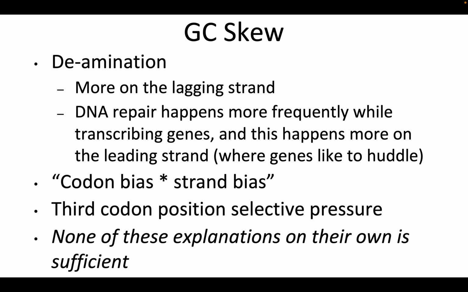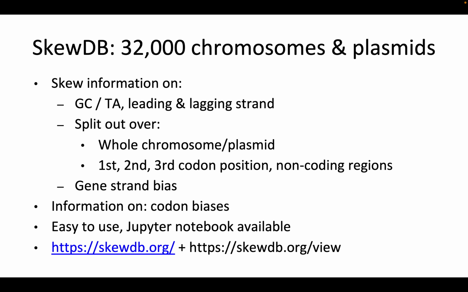And that's also why I started my own research, because no one knows why this works. I'm a computer guy. What can I do? I can make a database. That's what I do. So I took my computer programming skills. I downloaded all 32,000 chromosomes I could find on the NCBI website of all bacteria, archaea, and plasmids. And I thought, let's calculate the level of this skew for all of them and see what we get. And once I was at it, let's also split that up over the codon positions.